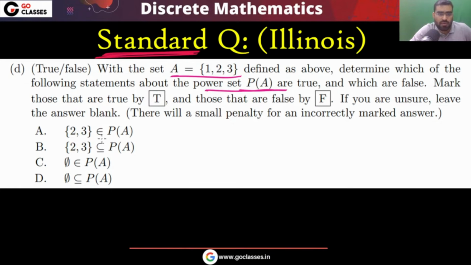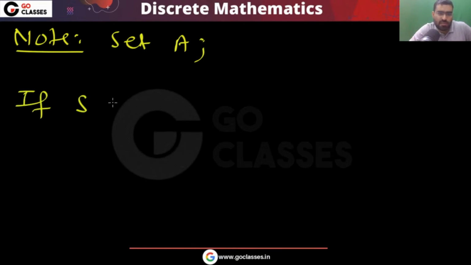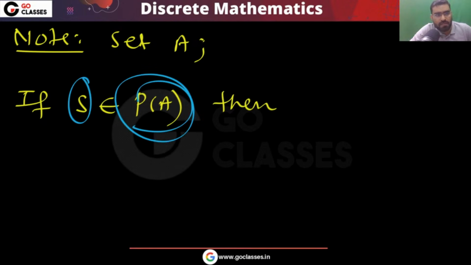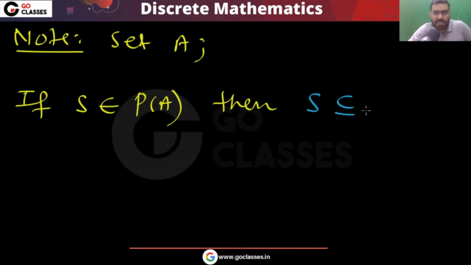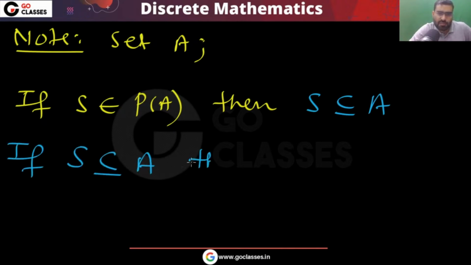Let's assume you have a set A. Tell me, if something belongs to PA, then what can you say about this something? What belongs to the power set of A? Subsets of A, right? So it simply means that S is a subset of A. Similarly, if S is a subset of A, then definitely S belongs to the power set of A.